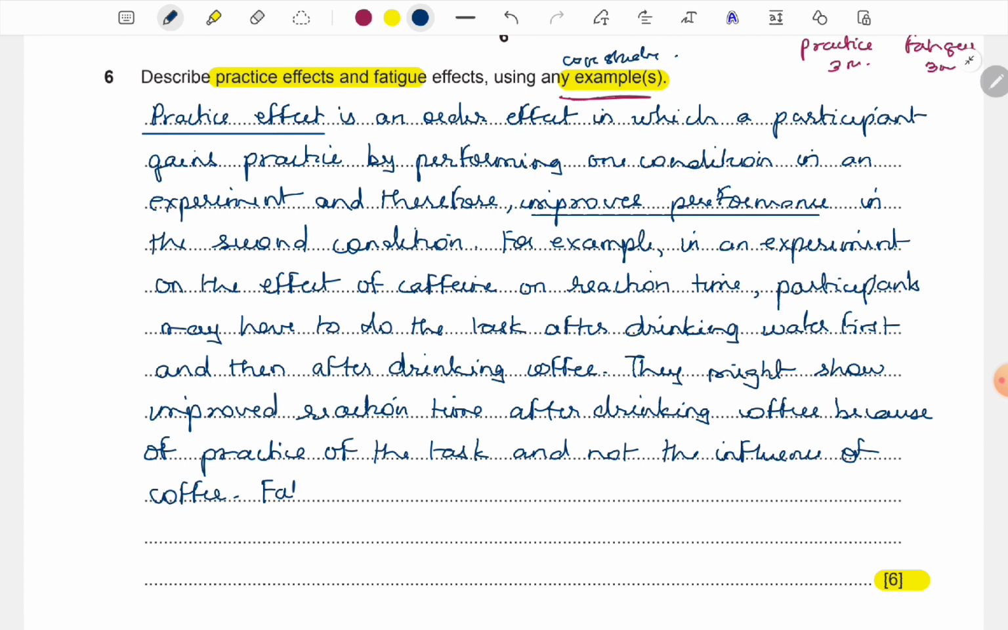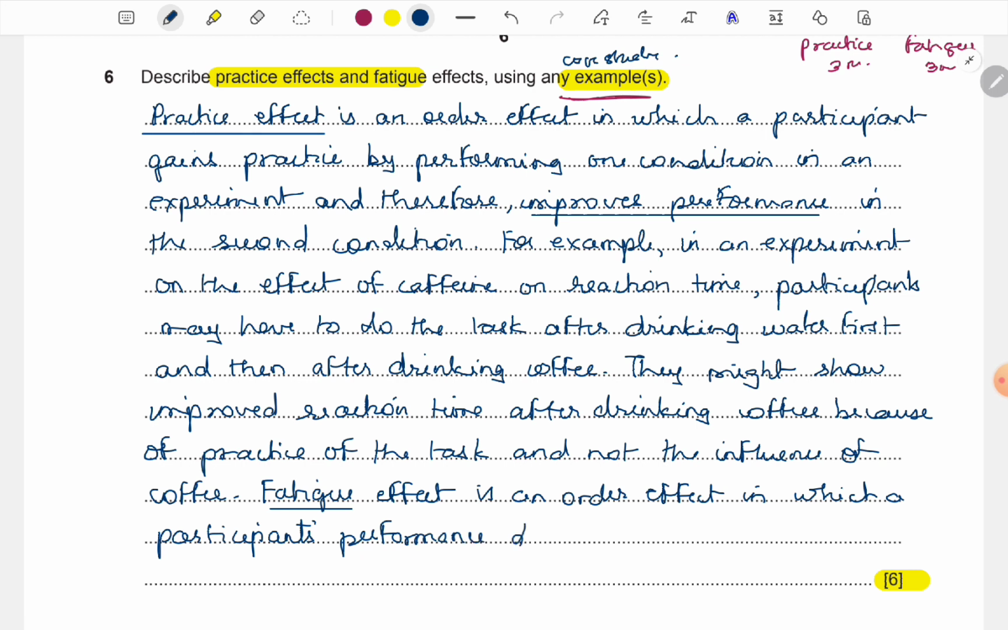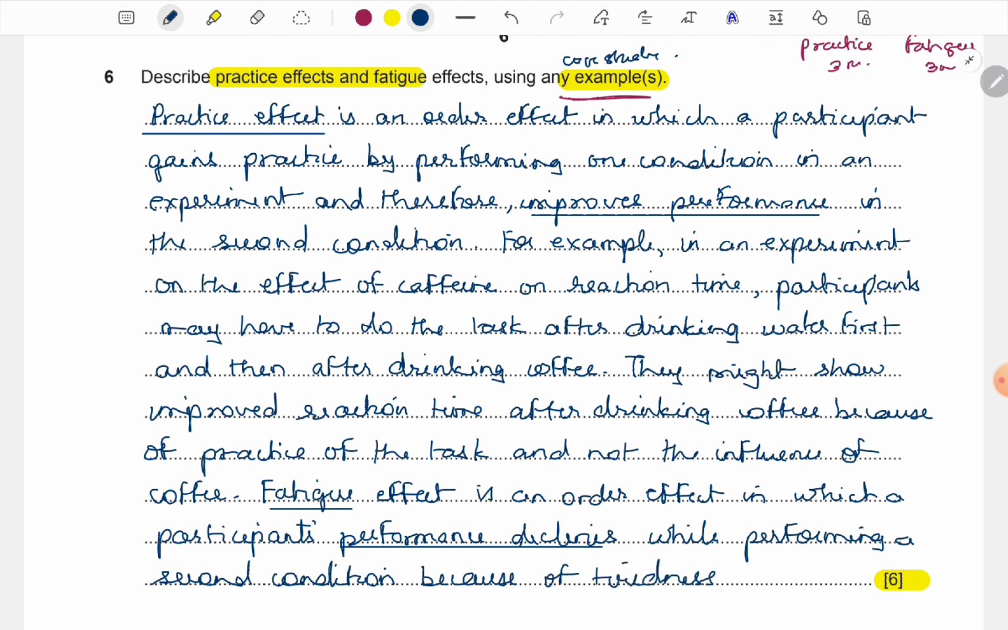Let's come to fatigue effect. Similarly, we have to write, so fatigue effect is an order effect in which a participant's performance declines, again, performance declines is the main thing, while performing a second condition because of tiredness after performing the first.